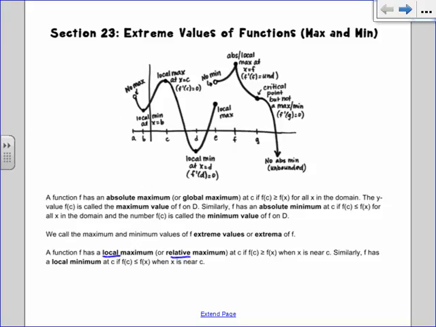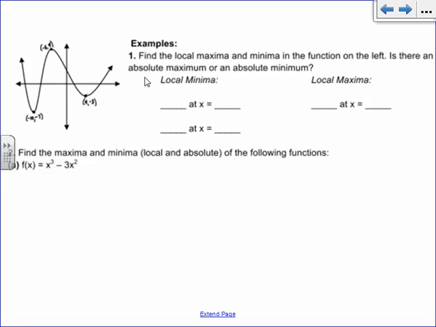And then if I use the words absolute and global, those mean the same thing. All right, so in example 1, it says find the local maxima and minima. That's the plural of maximum and minimum. I will still mess this up. I will say maximums and minimums all the time. Don't hold it against me. It's annoying to say maxima and minima.